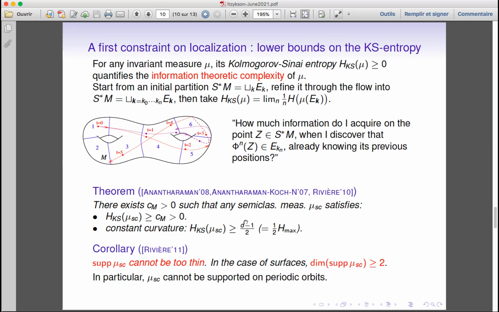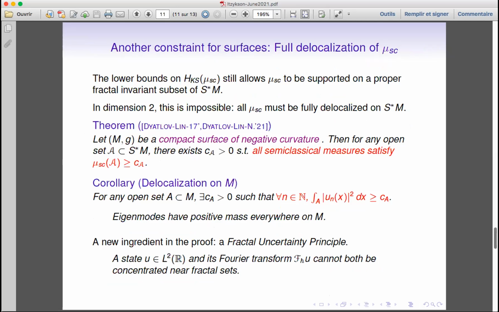So that was a first result, which excluded, for instance, the measures supported on periodic orbits. They have to be thicker in some sense. And the second result I want to mention is a result which was obtained much more recently. It was first obtained in constant curvature surfaces.